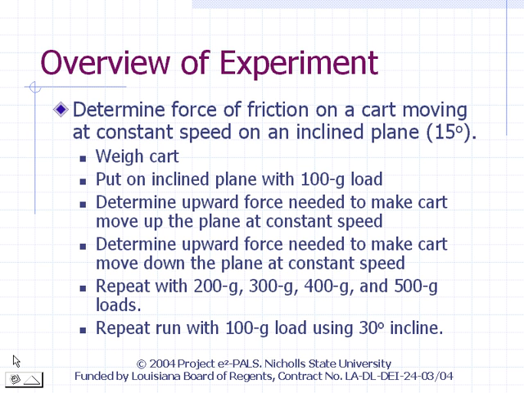Next, adjust the upward pull on the cart by adjusting the weight hanging on the string, so that the cart moves down the plane at constant speed. Repeat this procedure with a 200-gram load on the cart, a 300-gram load, a 400-gram load, and a 500-gram load. Finally, repeat the procedure with a 100-gram load, but this time use a 30-degree incline.